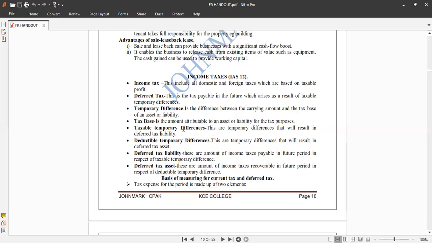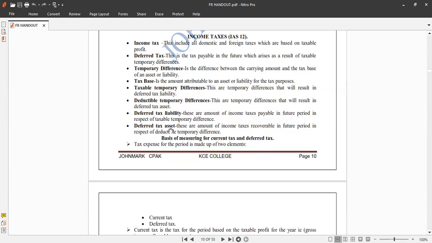So we're saying that taxable temporary differences give rise to a deferred tax liability, but deductible temporary differences will result in a deferred tax asset. Then we have deferred tax liability, which is the amount of tax payable in the future. Then we have deferred tax asset, which is the amount of income tax recoverable in the future, which arises as a result of deductible temporary difference. But deferred tax liability will arise as a result of taxable temporary difference.